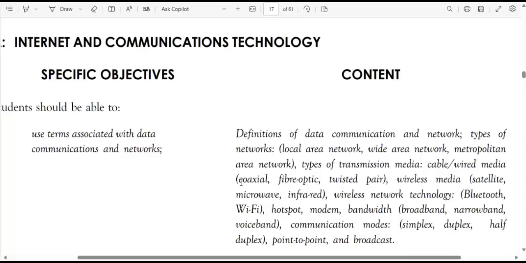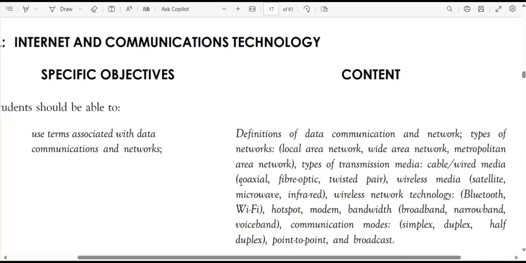When it comes to coaxial cable, it is said that they provide good protection against interference. They can carry signals over longer distances than twisted pair cables. Also, coaxial media supports higher bandwidth than twisted pair cables.